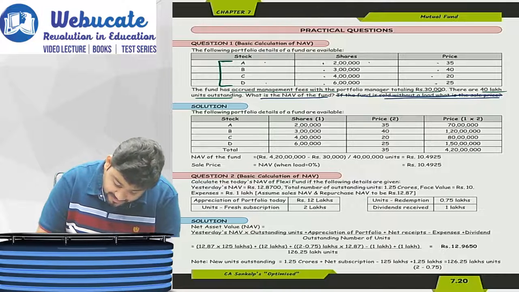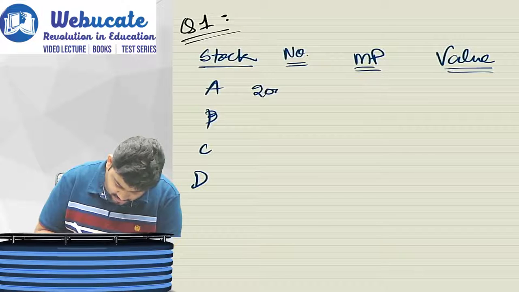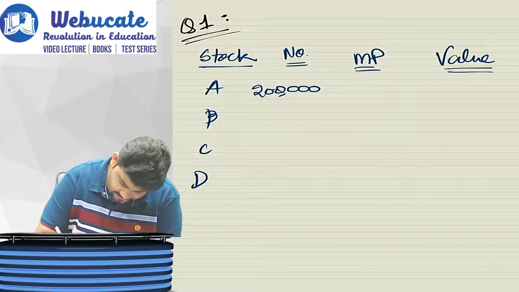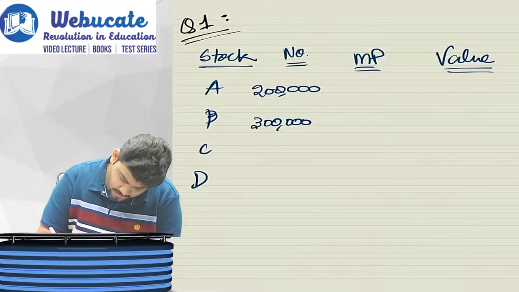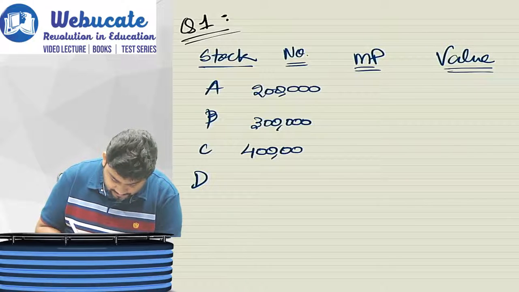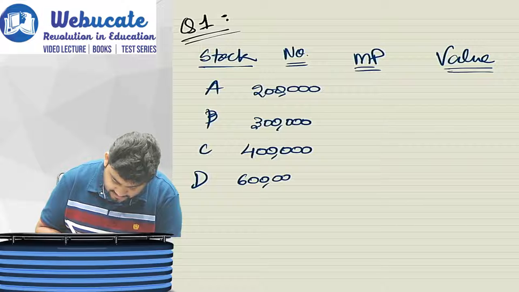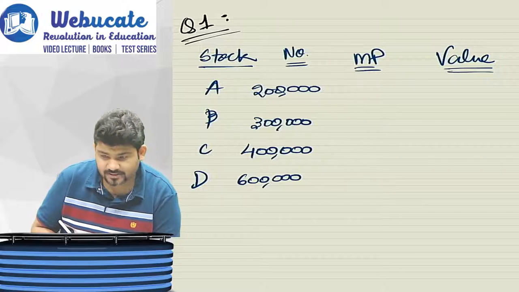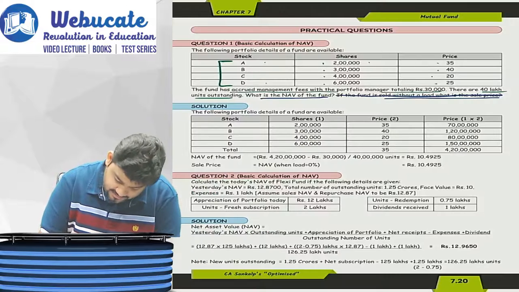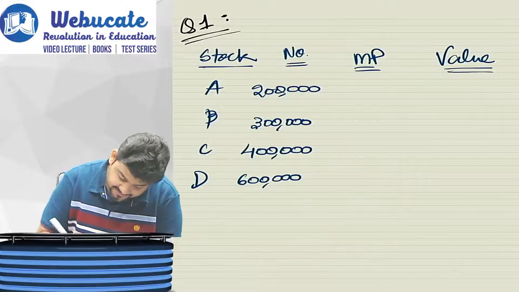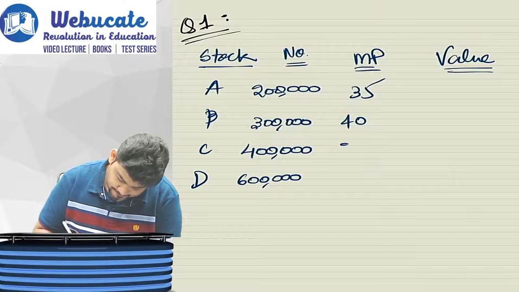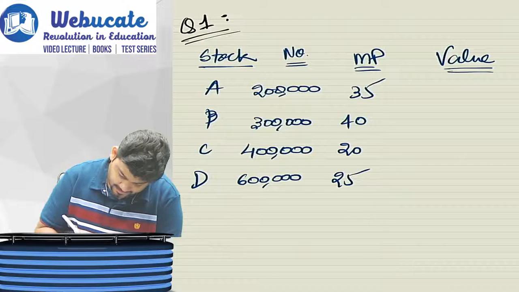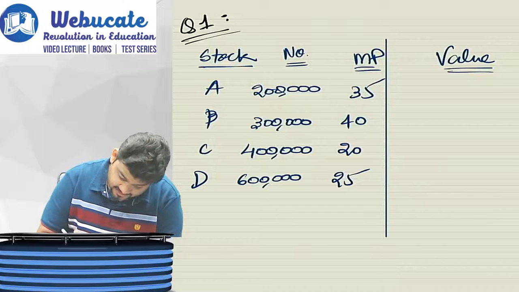2 lakh, 3 lakh, 4 lakh, 6 lakh. So 2 lakh, 3 lakh, 4 lakh and 6 lakh. Alright. Okay, market price 35, 40, 20, 25. And finally, we will get the value.